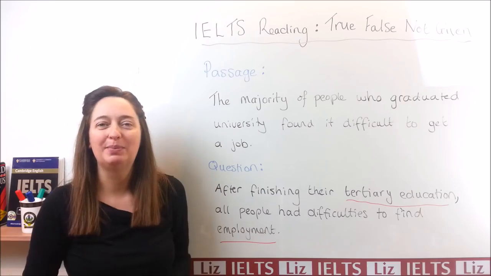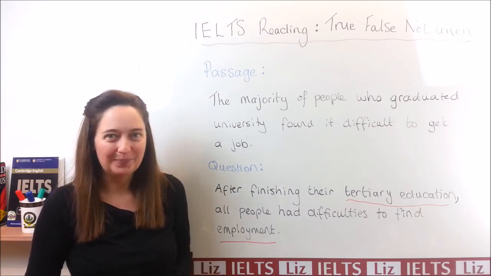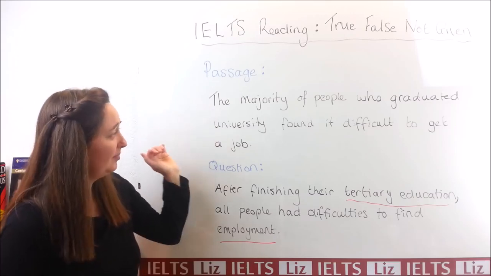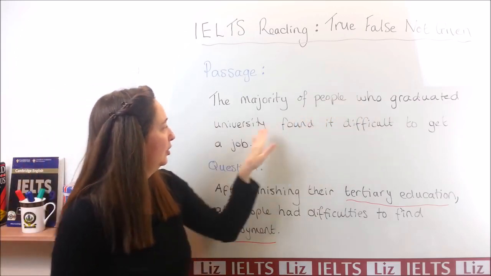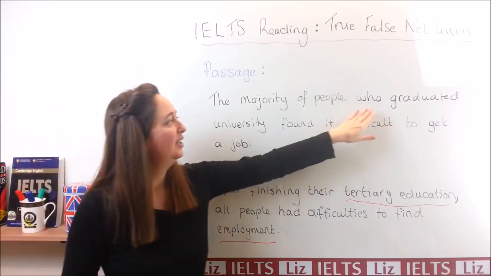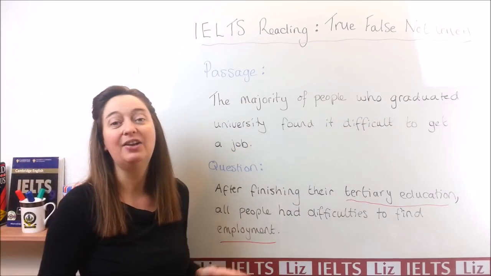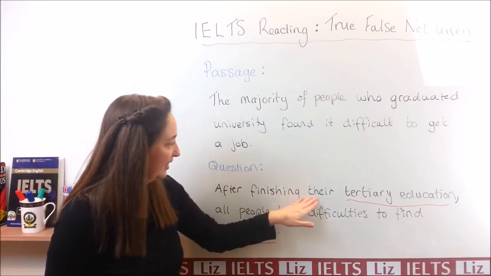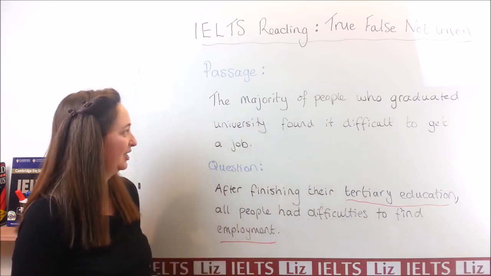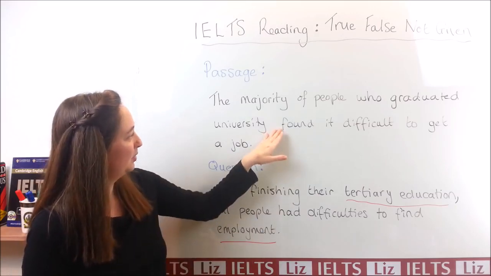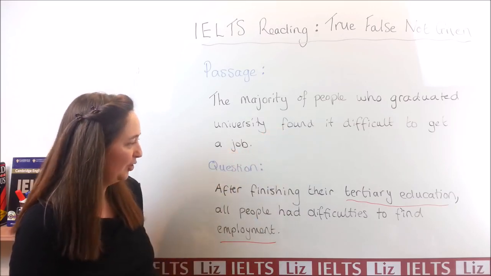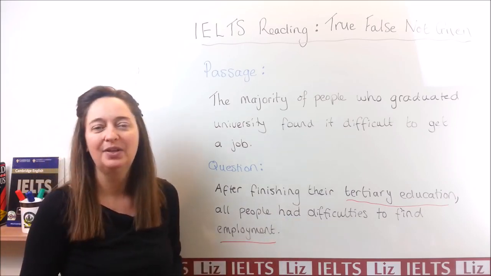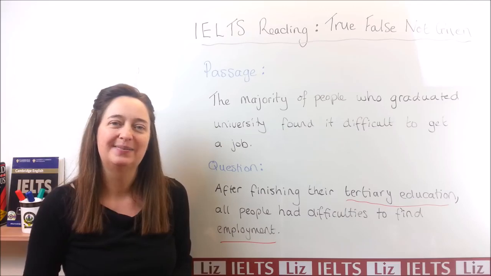And of course, employment means work or a job. So now we can take a look and we can see that it says here that the people who graduated university. Graduated means that they have finished their university. And that's the same here, after finishing their university education. And it said the majority of people found it difficult to get a job. And you say people had difficulties to find employment. So we have a lot of similarities.